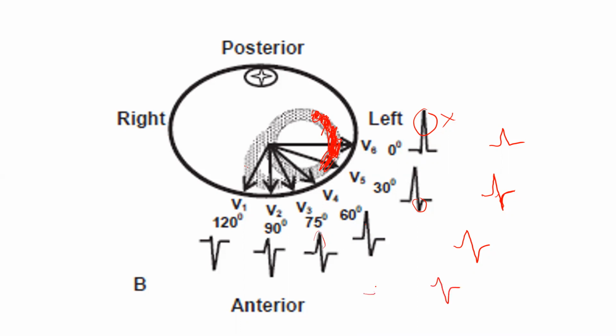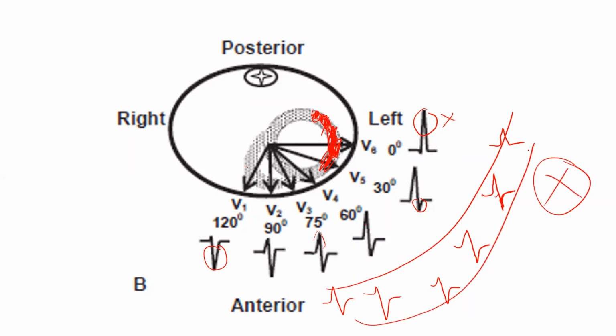Now here, this will be again very small, like this one. And this V6 was like a bigger one, almost biphasic. So this normal shape with which the increasing size was there, this is lost. So that can tell you there is a lateral wall infarction. Lateral wall MI is there. That's why you are not having a normal progression of your R wave.